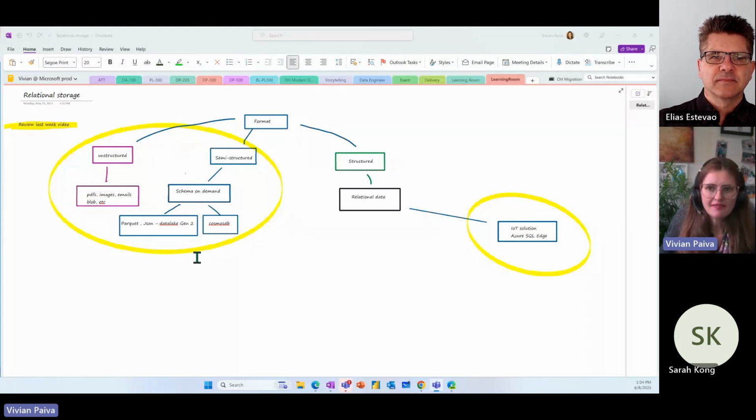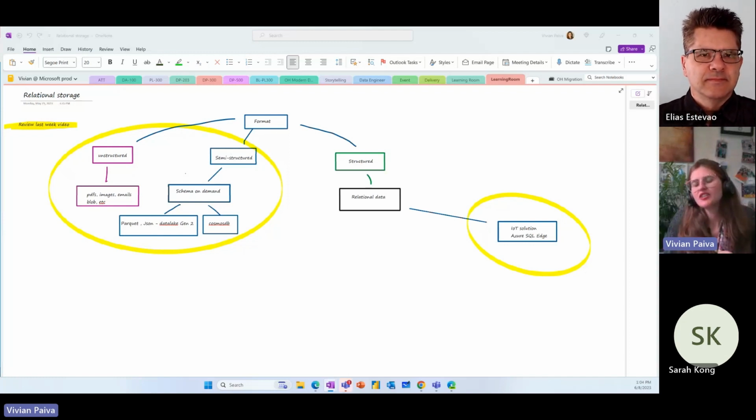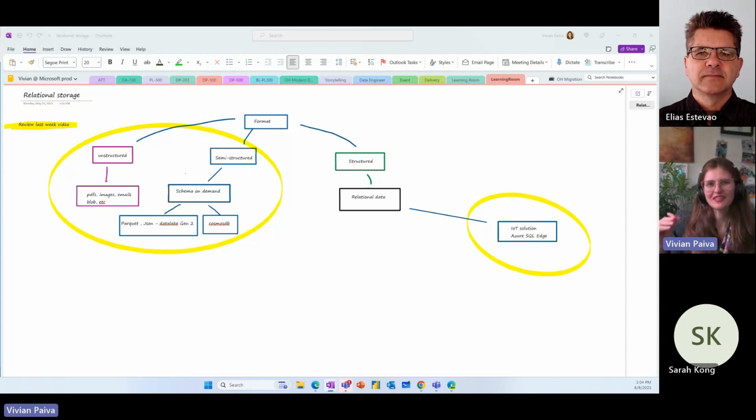When we're talking about semi-structured data, so schema on demand, we saw that if you have Parquet files or JSON files, we could store them in a data lake, right? Gen 2 data lake. Elias showed us how to enable this functionality. It's also part of the blob storage account. We just need to enable that hierarchical namespace.